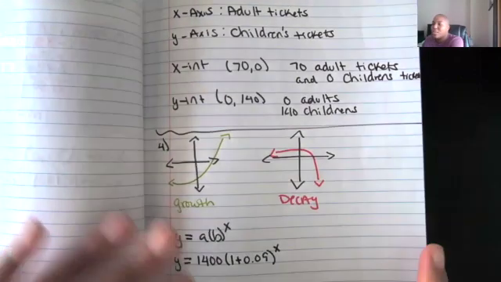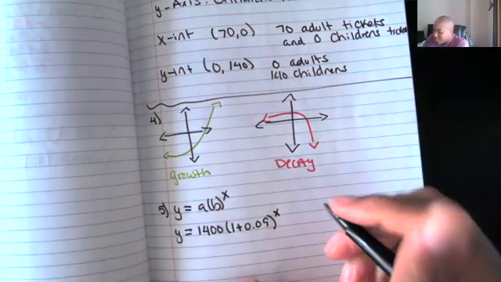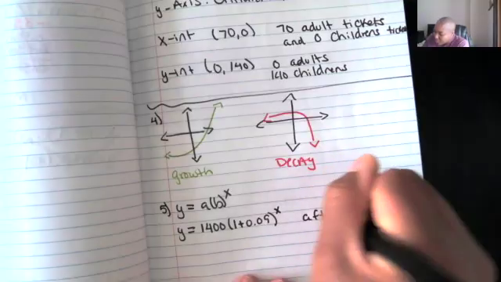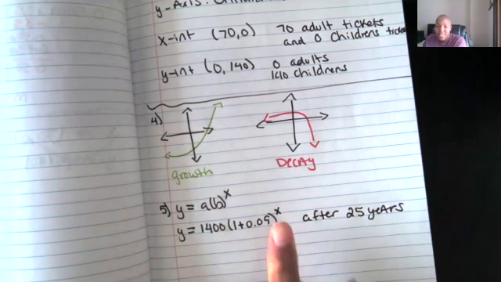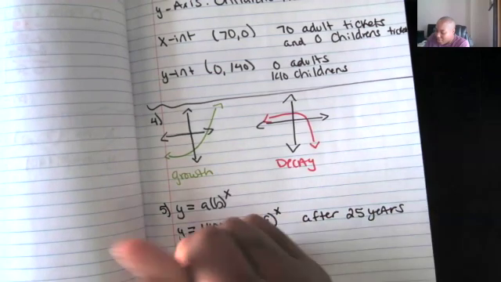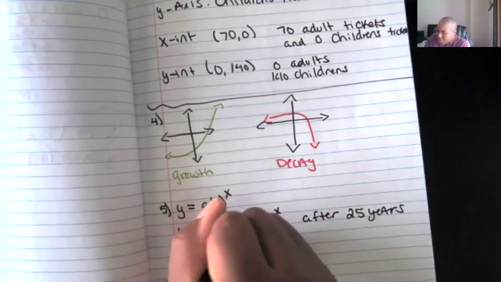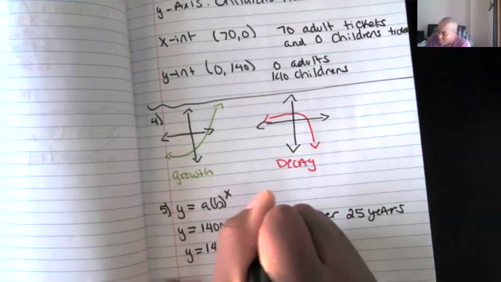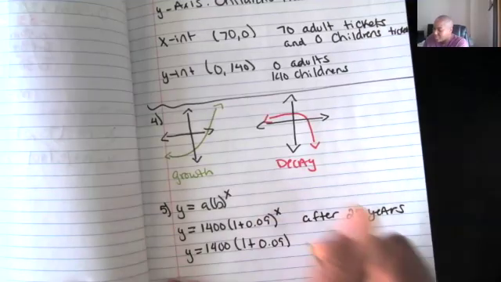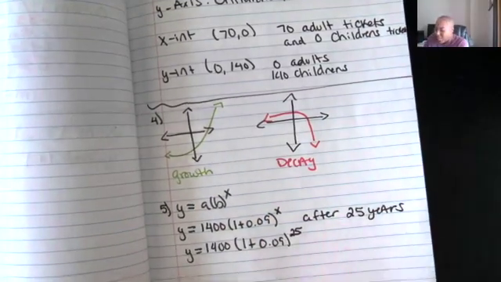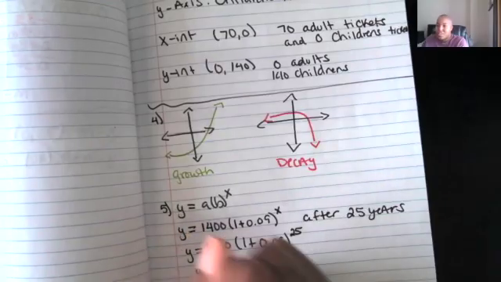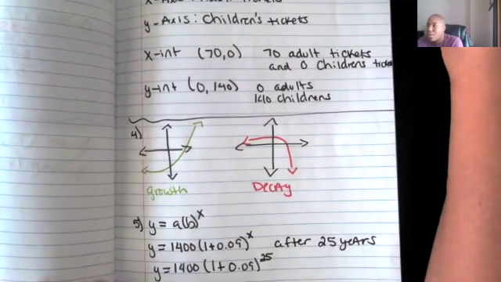And it tells us we want to know the value after 25 years. So your x is your years. So we have y equals 1400 times (1 plus 0.09) to the 25th power. This is where you can use your EOC calculator to get your answer. So let's go ahead and do that.